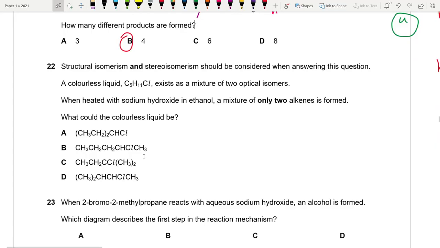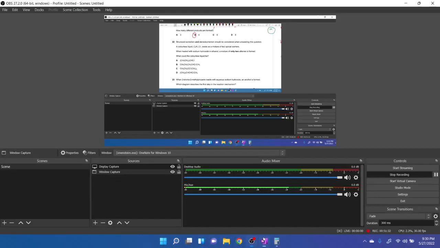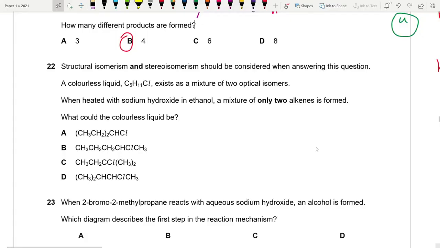Structure isomerism and stereoisomerism should be considered when answering this question. A colorless liquid, C5H11Cl, exists as a mixture of two optical isomers. When heated with sodium chloride and ethanol, a mixture of only two alkenes is formed. What could that colorless liquid be? Okay, let's see. It exists as two optical isomers, so clearly it has a chiral center.